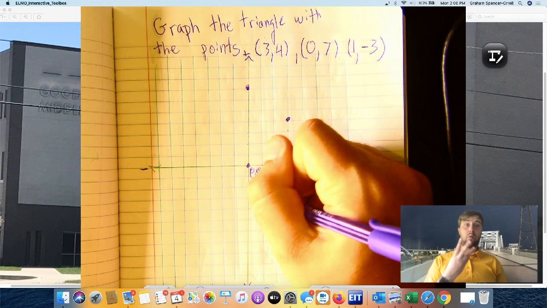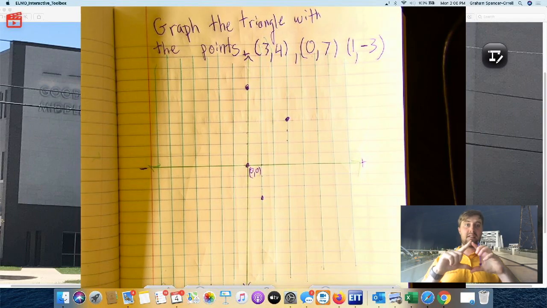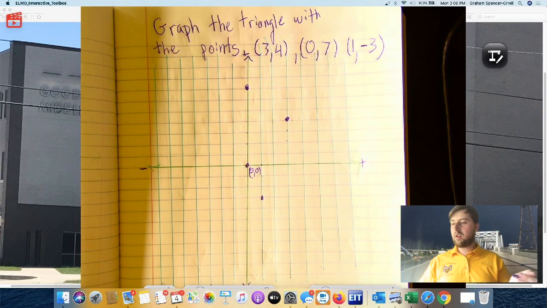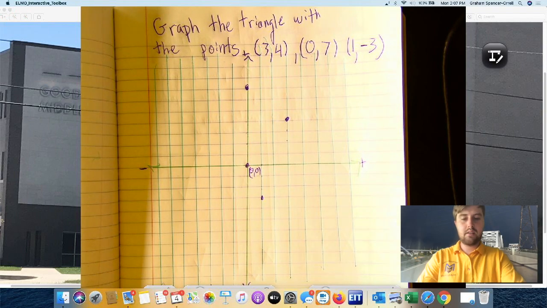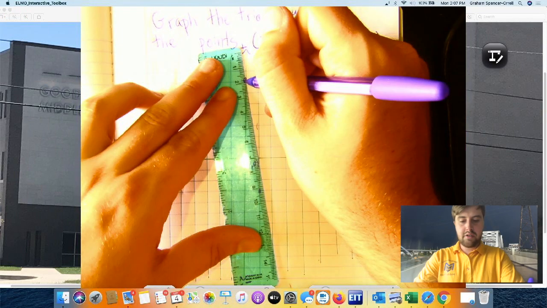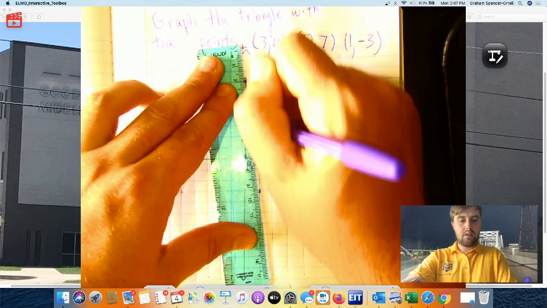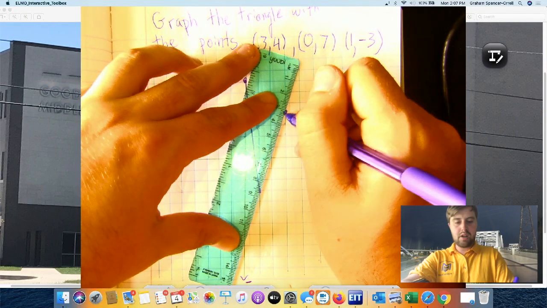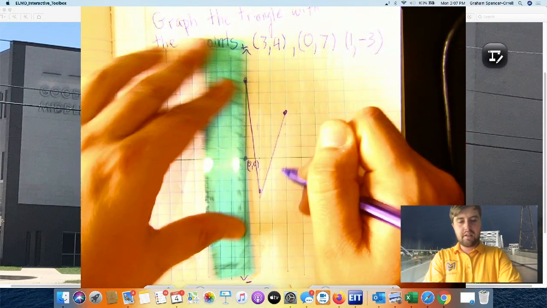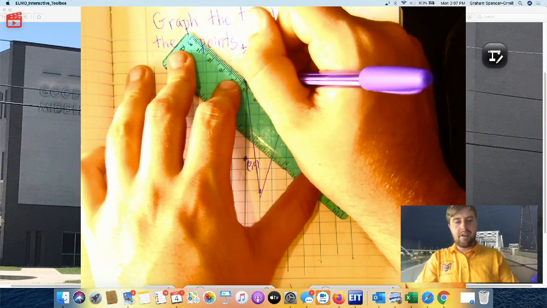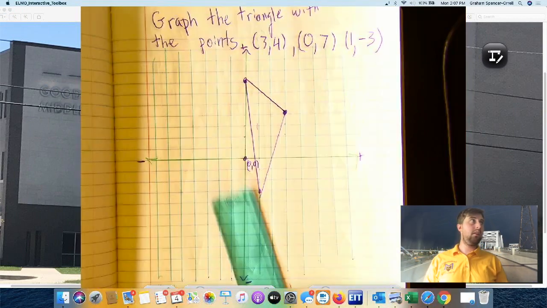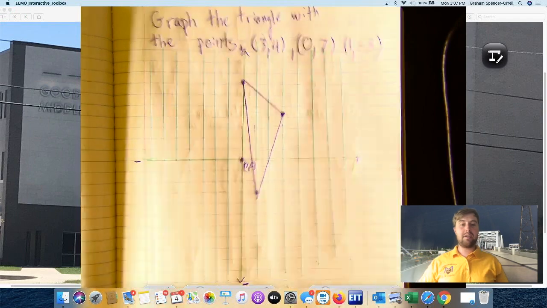So we've graphed 3 points. The triangle has 3 sides, which has 3 points. At this point, all we need to do is connect them. If you don't have a ruler, you can do this by hand, or you can use the side of a book. I always use my checkbook, and then I found this ruler. And there we go. That is our triangle on the coordinate plane.